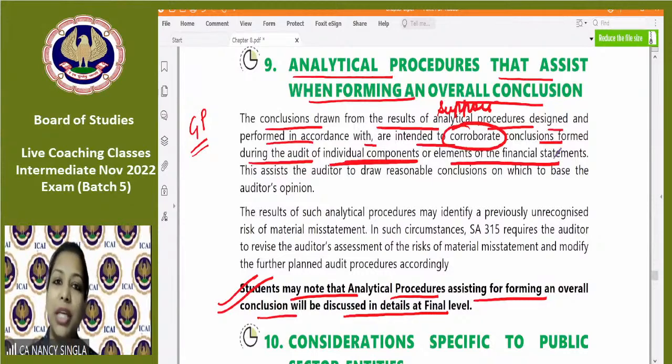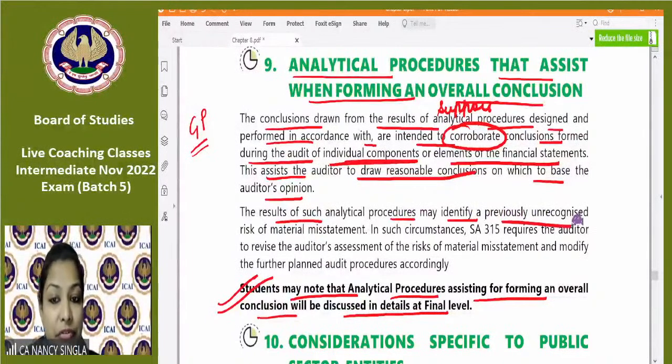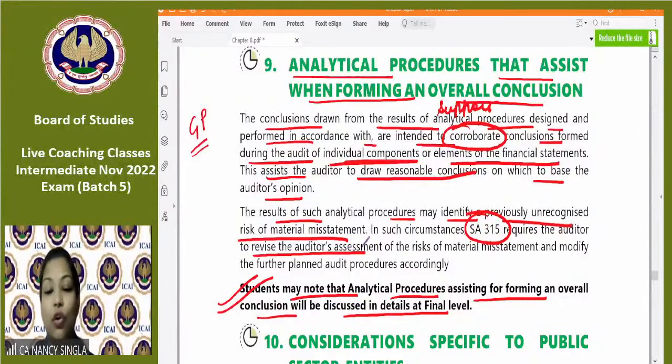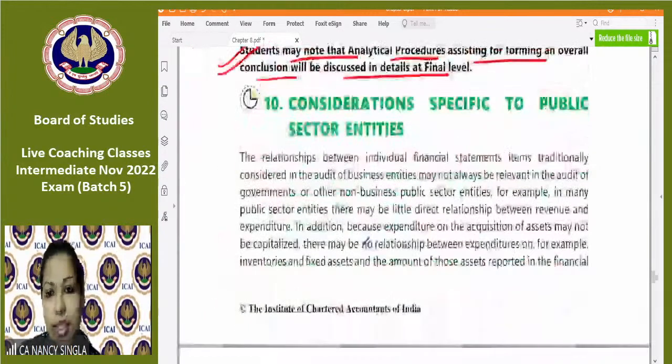So you cannot say कि GP ratio ठीक है तो I will not check. This result of analytical procedure, it corroborates. It supports the conclusions formed during the audit of individual components. That assists the auditor to draw a reasonable conclusion on which to base the auditor's opinion. And the results of analytical procedure may identify previously unrecognized risk of material misstatement. And in SA 315, you have seen that auditor can always revise his risk of material misstatement if he identifies certain fluctuations. Okay? So, as such in detail, you will be doing in chapter number in finance. Okay? So, I hope it is clear.